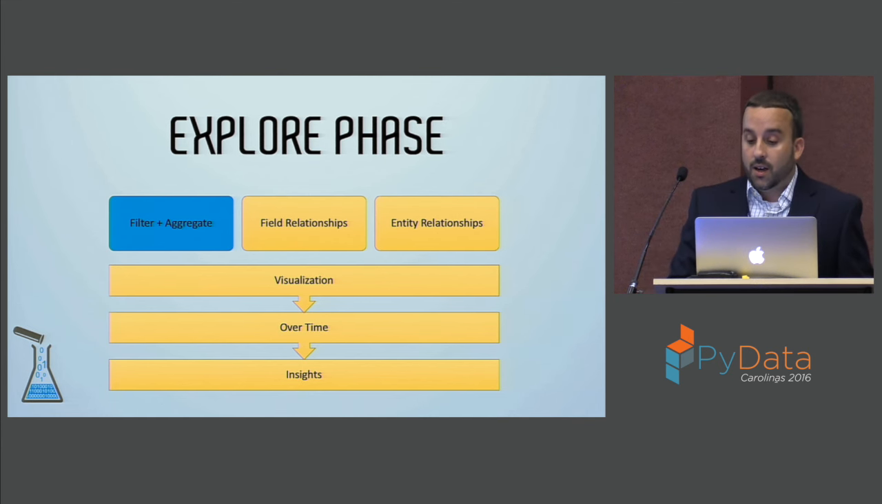So in the explore phase, we're first going to look at filtering and aggregation, and then we're going to look at the relationships between fields and then the relationships between entities. And we're going to look at these things visually, we're going to look at these things over time, and we're going to use them to discover insights in our data.